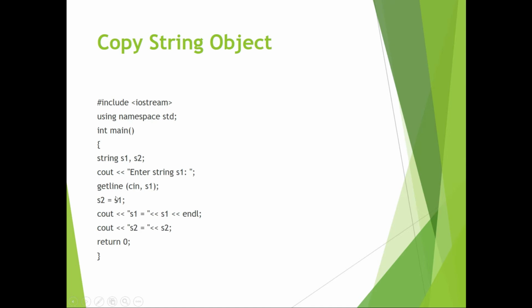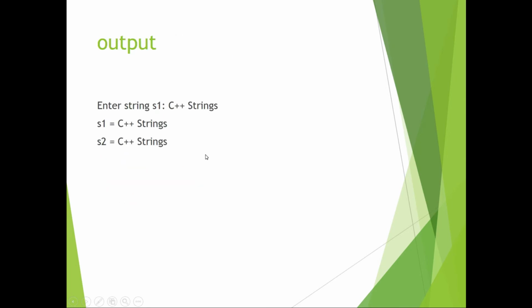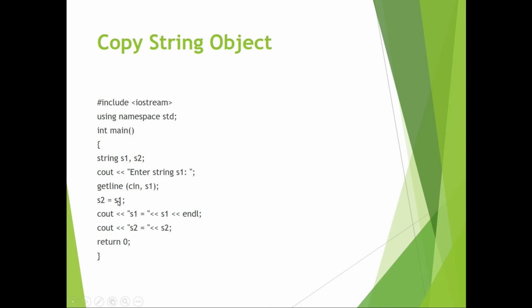Imagine in S1 I'm writing C++ programming. Okay, C++ strings. Okay, so now I have copied C++ strings to S2. Now I want to display S1 is equal to C++ strings, and here S2 is equal to. Now whatever is there in S1 is already copied to S2. Since this is a string object, I can use this equal to operator, but I cannot use this equal to operator in character strings or C style strings, that you must know. So only in a string object can I use this particular operator.